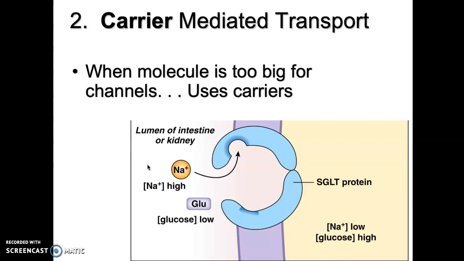Now, carrier-mediated transport is when the molecule is too big for a channel. It's going to use a carrier. Sometimes it's also more than one molecule.